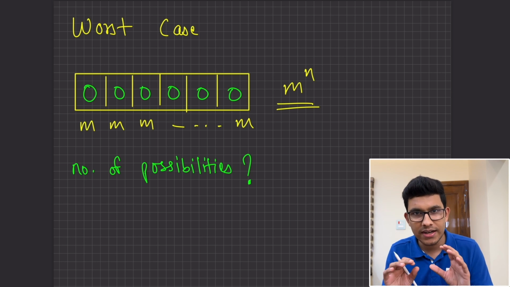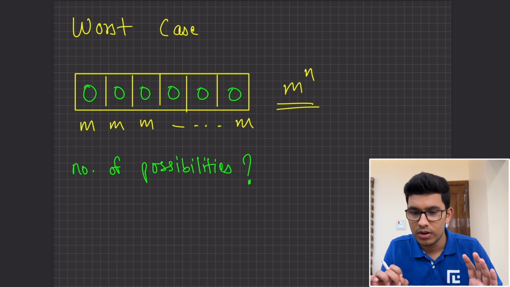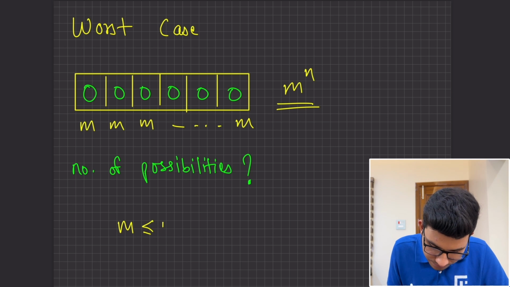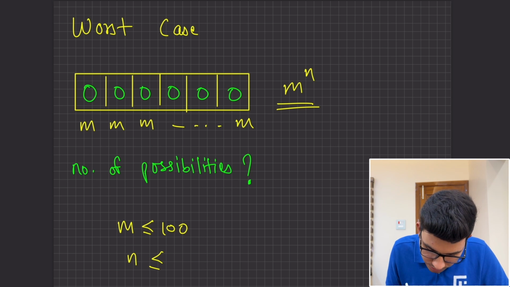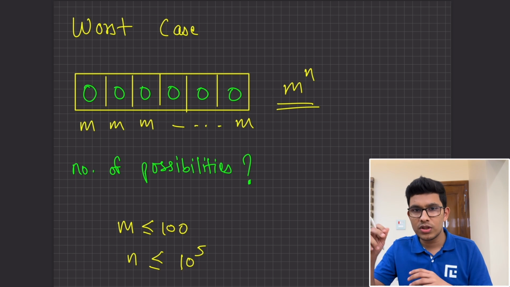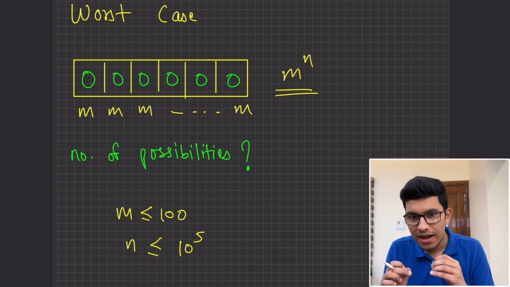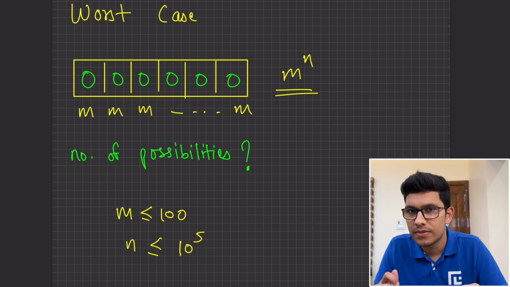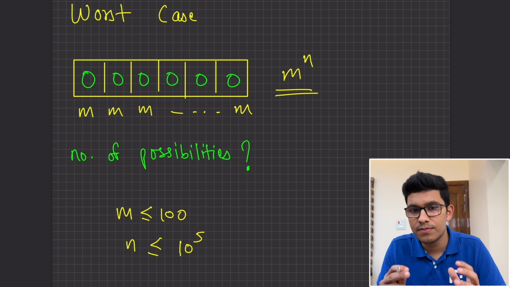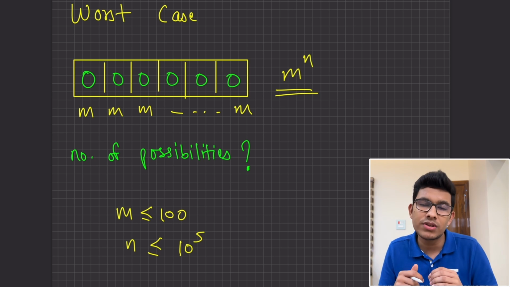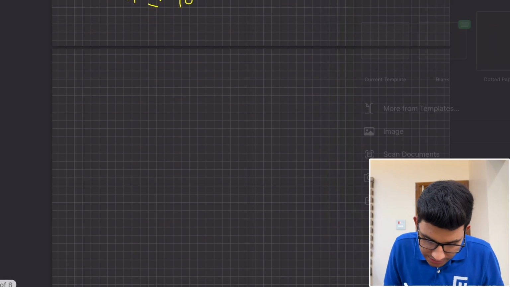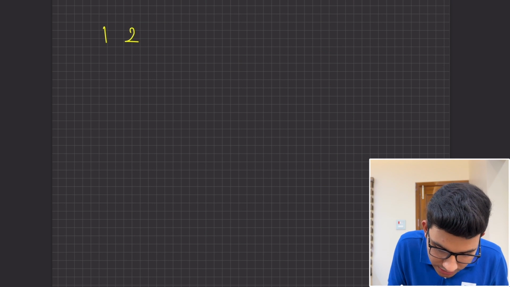Will this work in our current time limit and the constraints? No, because m is going up to 100 and n is going up to 10 to the power 5. So clearly m to the power n will not work. But also think about this. Do we have some overlapping subproblems here? Like, do we have repetitions in terms of calculating our answers? And I would say yes. See, let's suppose you fill the first element with a 1, you fill the second element with a 2, and then let's suppose you fill the third element with a 1.